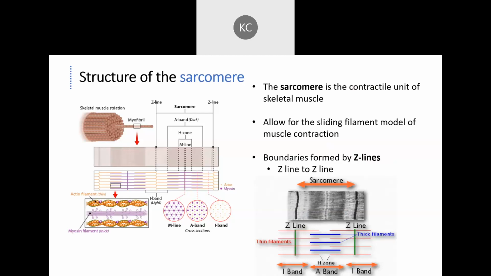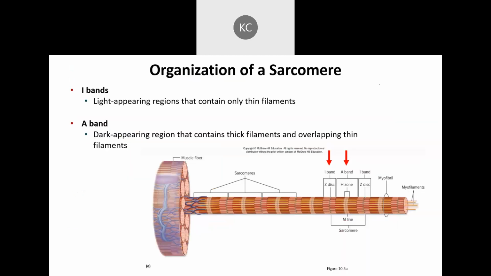You can then look at the sarcomere more closely, and you can see that there are different regions that we'll call bands and zones. Some are called zones and some are called bands. The first two are the I band and the A band, and I'll give you a helpful mnemonic to remember these in just a second. The I band only has thin filaments. So what is a thin filament? The thin filament is the actin, along with its smaller regulatory proteins, troponin and tropomyosin.